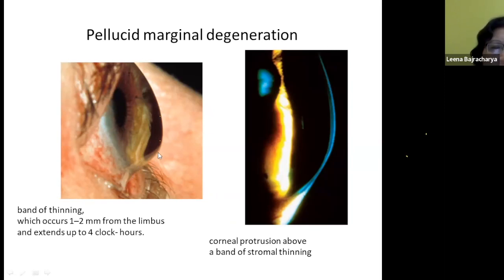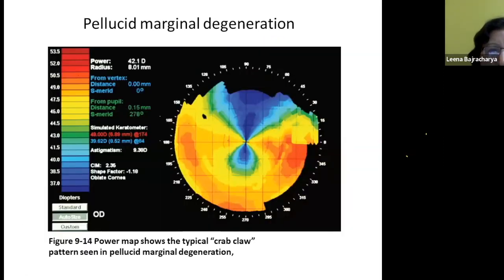Now the pellucid marginal degeneration, it is also an ectatic disorder like keratoconus. It is less common and occurs in an older age group than keratoconus. Thinning is in the inferior cornea, 1 to 2 millimeters above the limbus, over 3 or 4 clock hours. The steep axis is just above the thinning. In the topography map, we can see the crab claw pattern, which is characteristic of pellucid marginal degeneration.